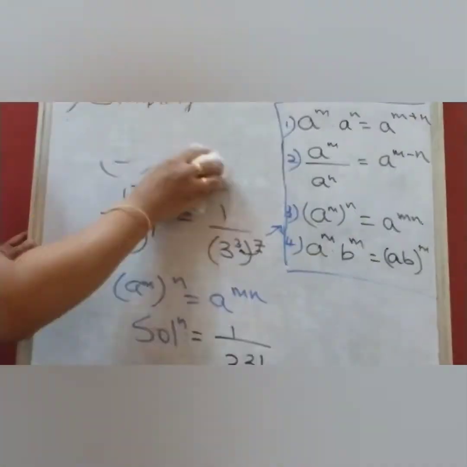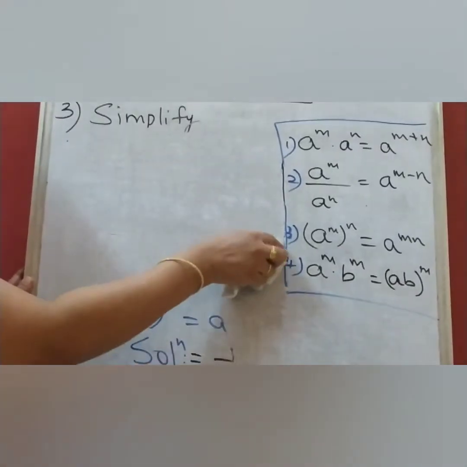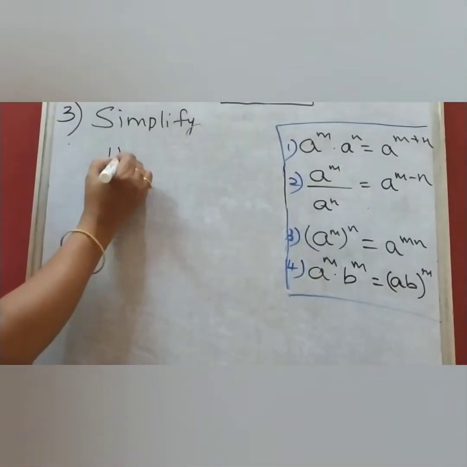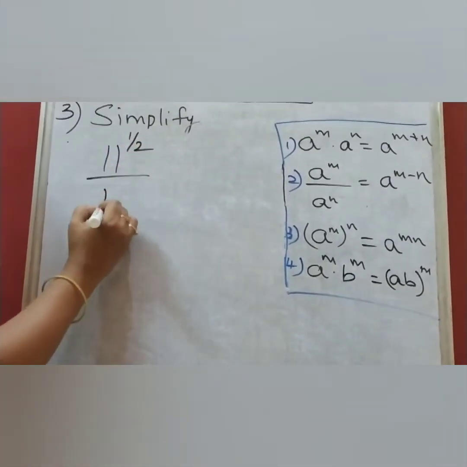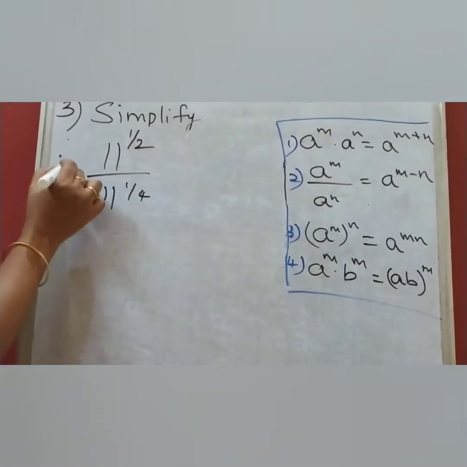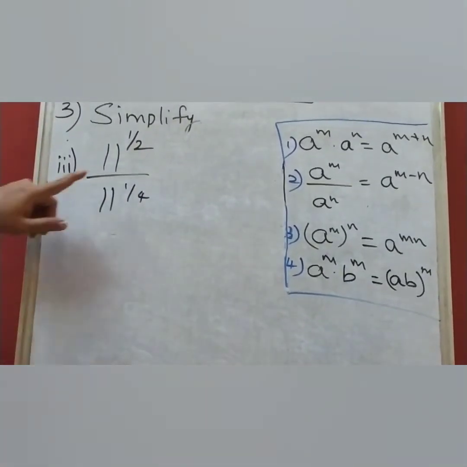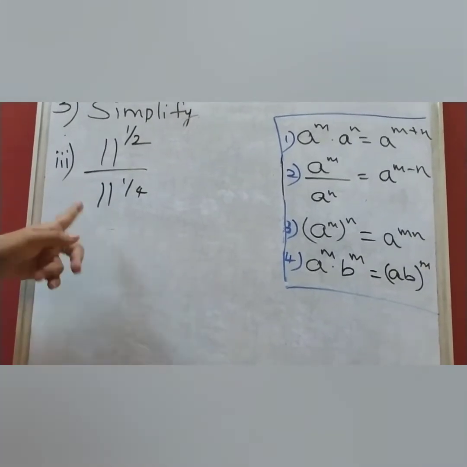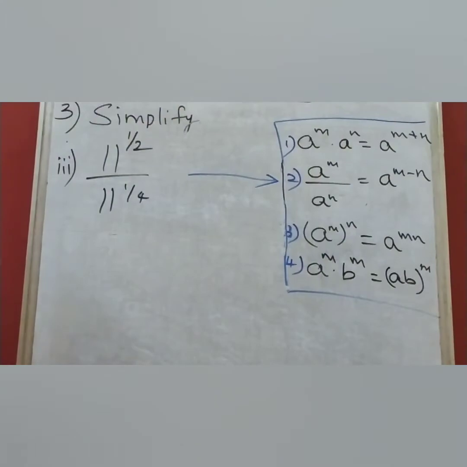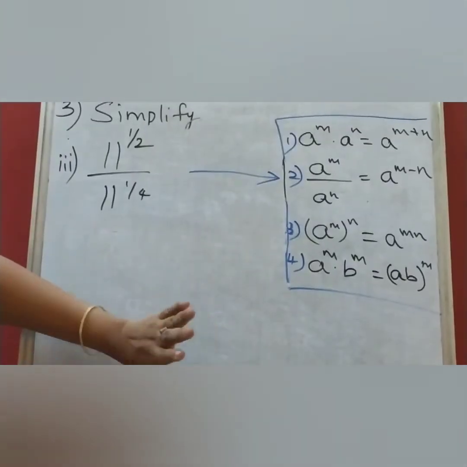Now we will do the third problem. The third problem says 11 power half by 11 power 1 by 4. Which formula does it match, children? These are called laws of exponents, children.